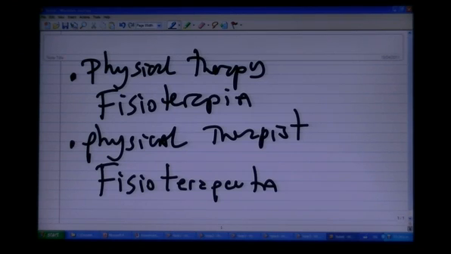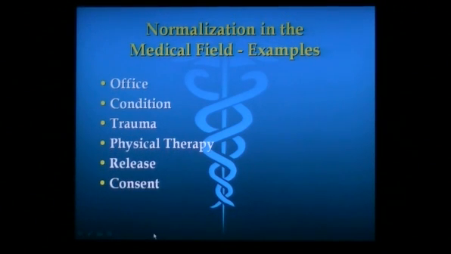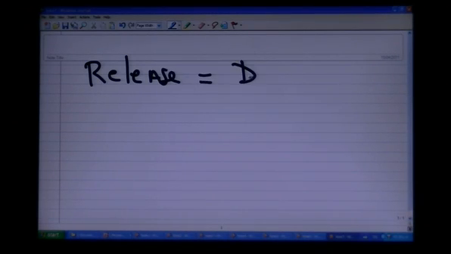Now, what about release, which is the next word that we have? Release could be many things, right? Usually, release is known in the hospital as the verb to discharge. Release and discharge are basically the same thing. And the translation for release is what? Dar de alta.